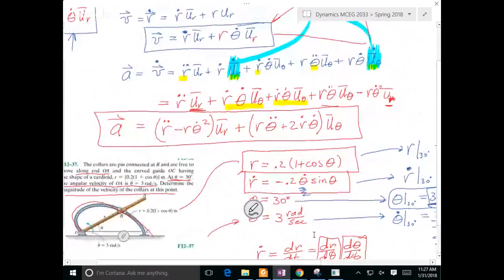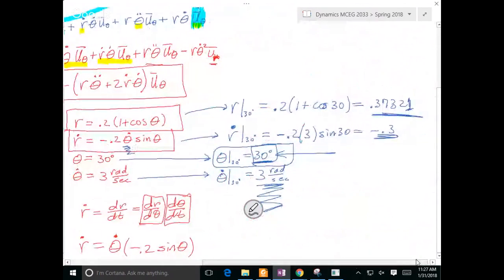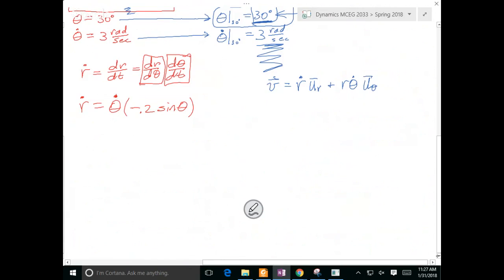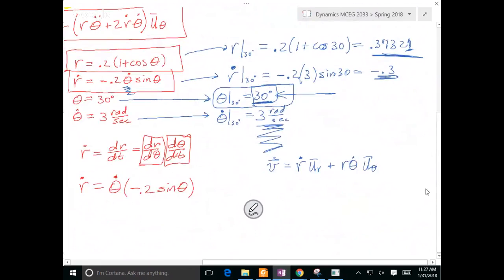Now, if you just write the velocity equation down, which is velocity is equal to r dot u_r plus r theta dot u_theta, then I just fill in. So the velocity is nothing more than 0.37321 u_r plus... I copied that wrong. Scratch that, I looked at the wrong one. Minus 0.3 times 0.37321 times theta dot, 3 u_theta.